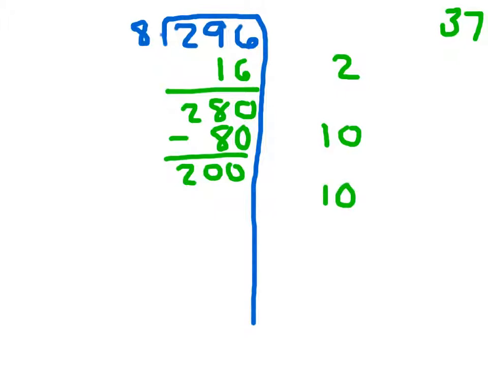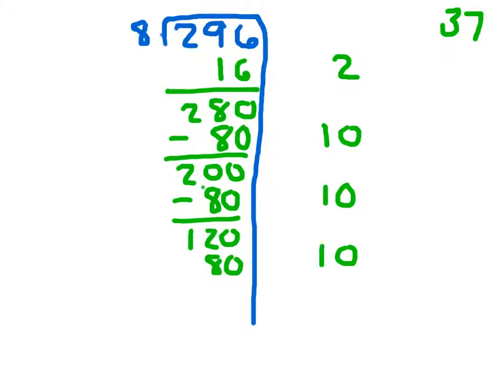So I'm going to go ahead and use 10 again for my quotient. 10 times 8 is 80, and 200 minus 80 is 120. Look at that. Oh, I can just use 80 again. I know that fact. 10 times 8 is 80. 120 minus 80 is 40.